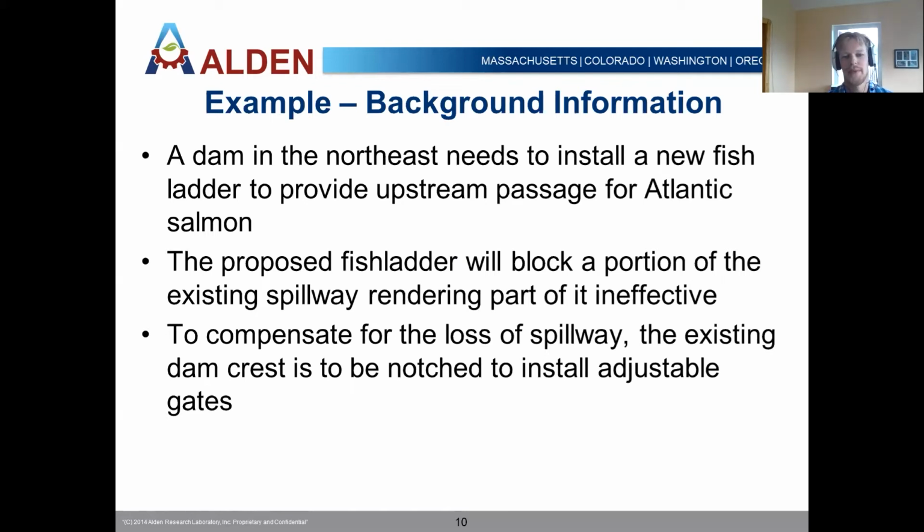So for this example, a dam in the Northeast needs to install a new fish ladder to provide upstream passage for Atlantic salmon. So that's a good thing, all right? We're retrofitting an existing hydroelectric station to facilitate upstream passage. However, by adding this proposed fish ladder on the existing spillway, it's blocking it, rendering it ineffective. So you're losing capacity by putting this structure in. So to compensate for the loss of length in spillway, the existing dam crest is to be notched where adjustable Obermeyer gates are going to be added.